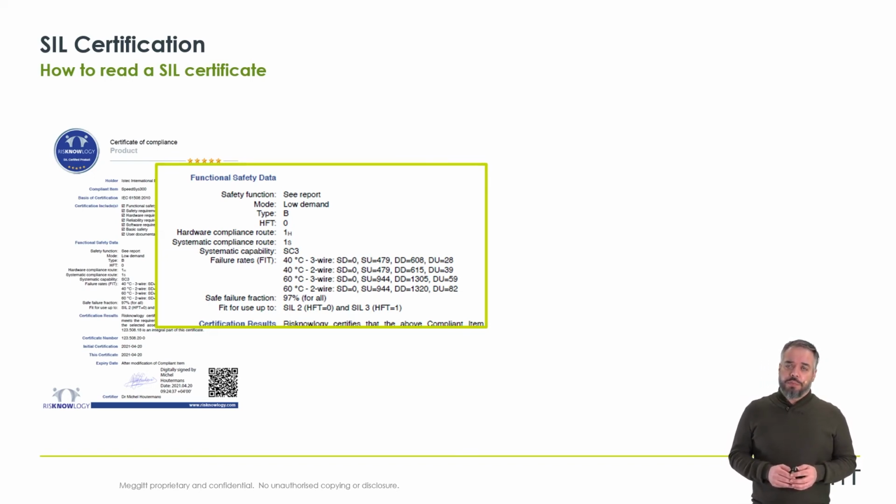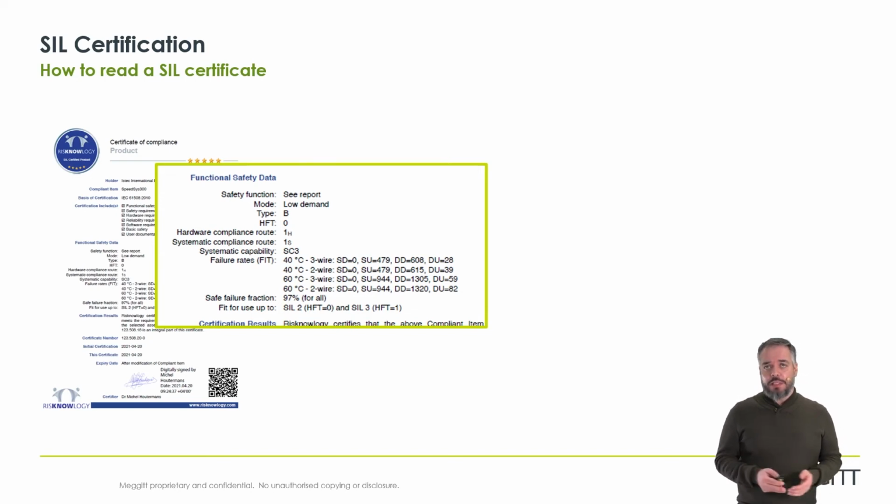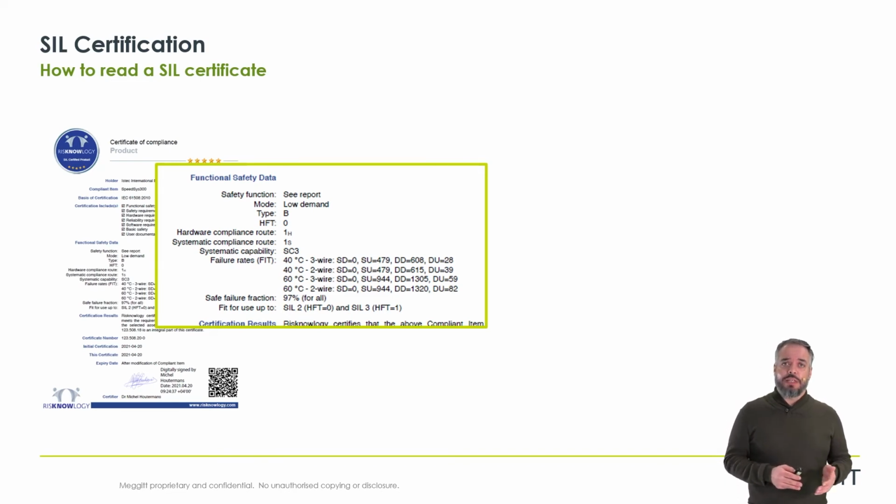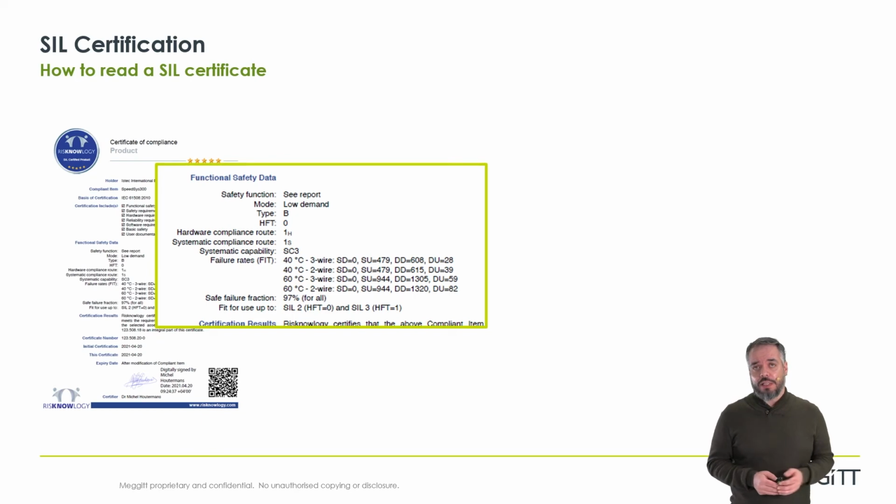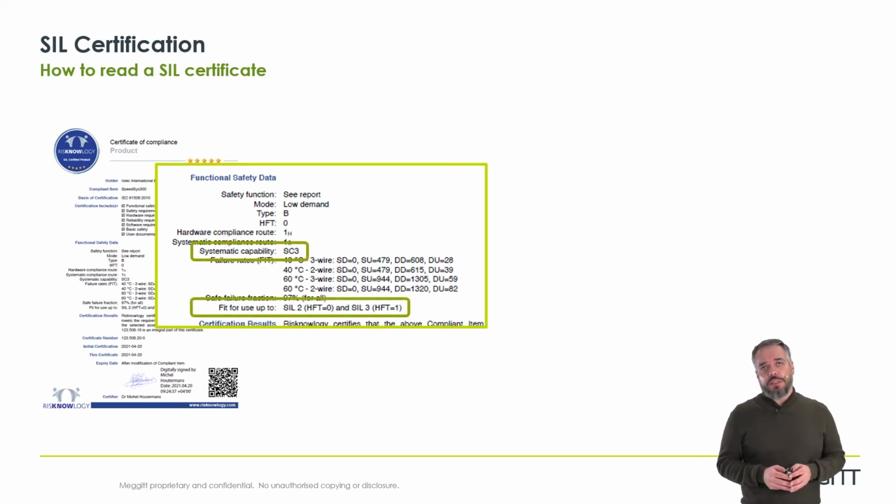Let's look a bit into the safety properties again. You have low demand, type B, so a complex system, no hardware fault tolerance, and routes 1H and 1S. That means certification obtained by design. Then we see systematic capability, SC3, and just after the different failure fractions, you can read fit for use up to SIL2 HFT0 and SIL3 HFT1. What does this mean? Well, for systematic capability 3, we know now that this means that all the systematic failure avoidance measures are compliant up to SIL3. So all the development processes and so on are sound.